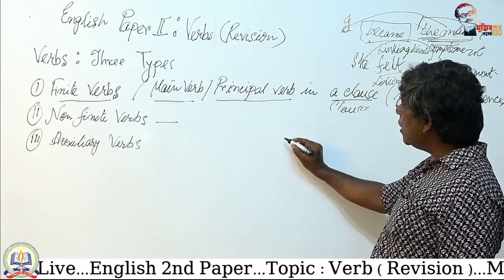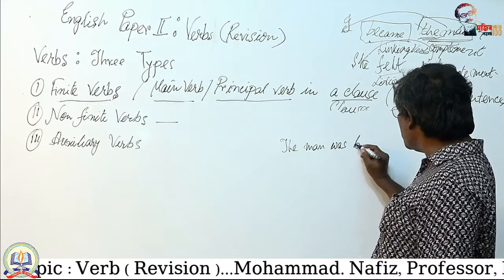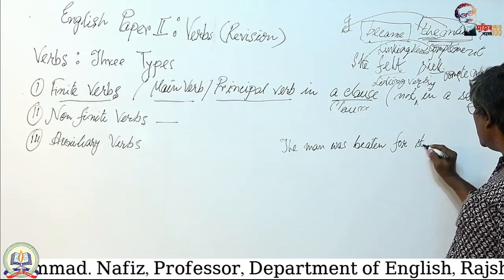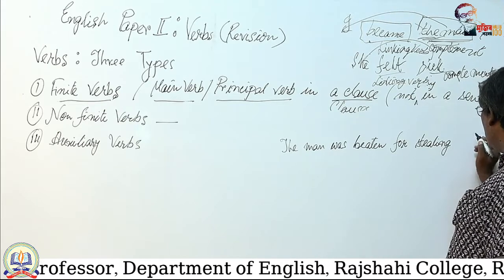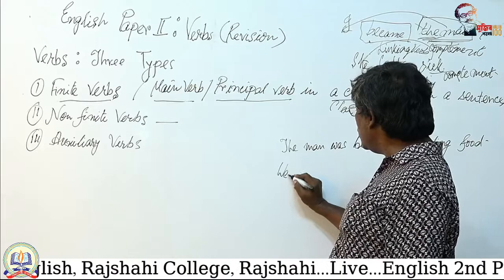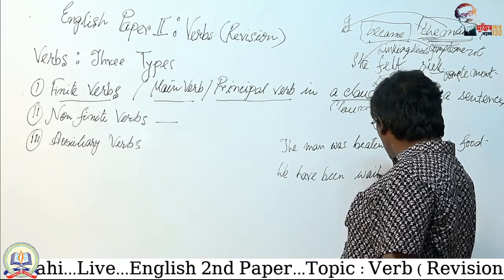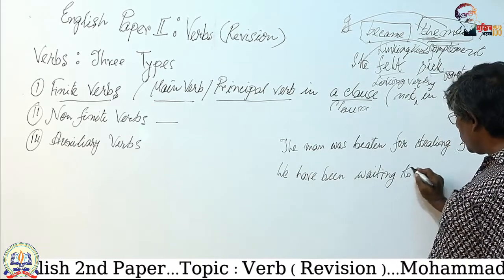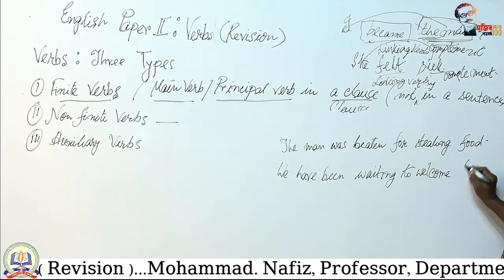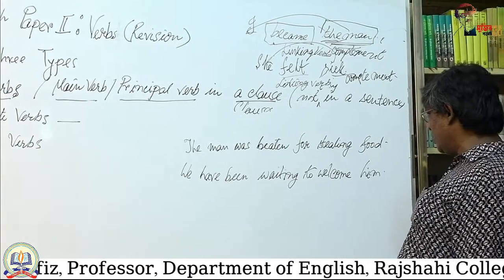Look at the sentences. The man was beaten for stealing food, or we have been waiting to welcome. We have been waiting to welcome him. Look at the sentences. In the first sentence, the man was beaten for stealing food.